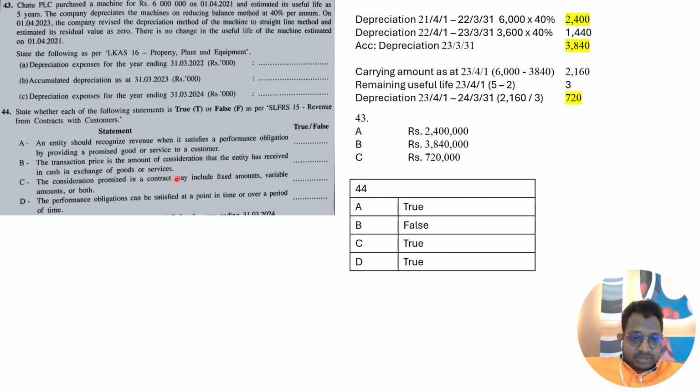So that's false. The consideration promised in the contract may include fixed amounts, variable amounts, or both. That's correct. The performance obligations can be satisfied at a point in time or over a period of time. That's also correct.